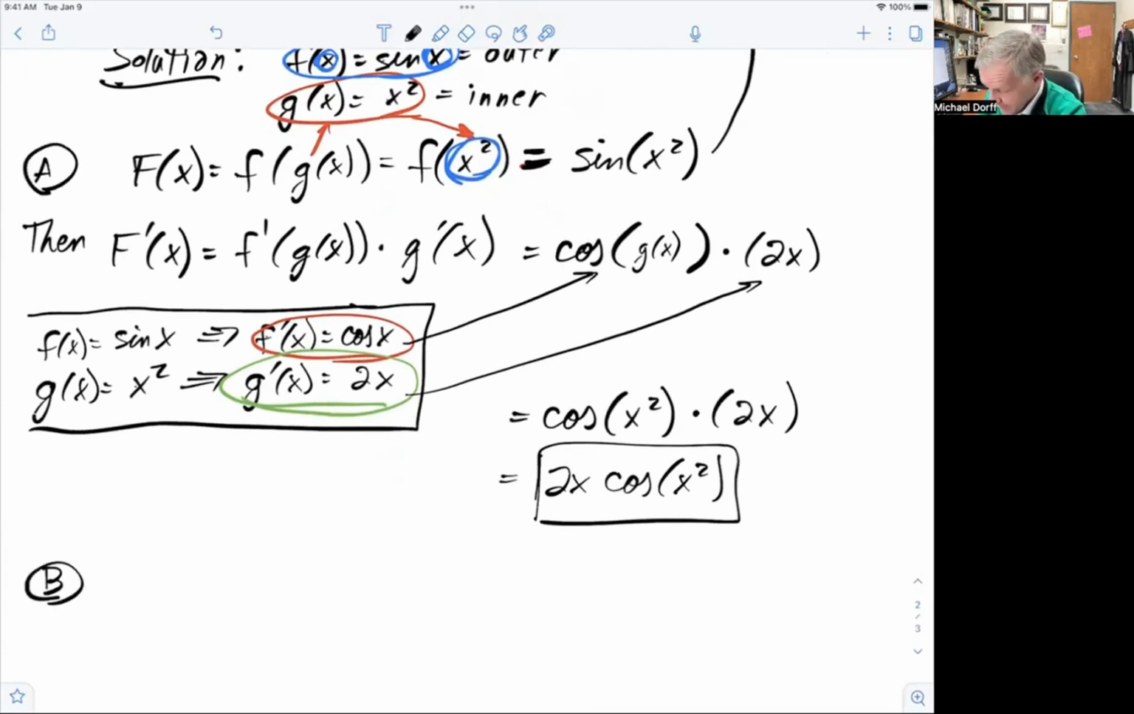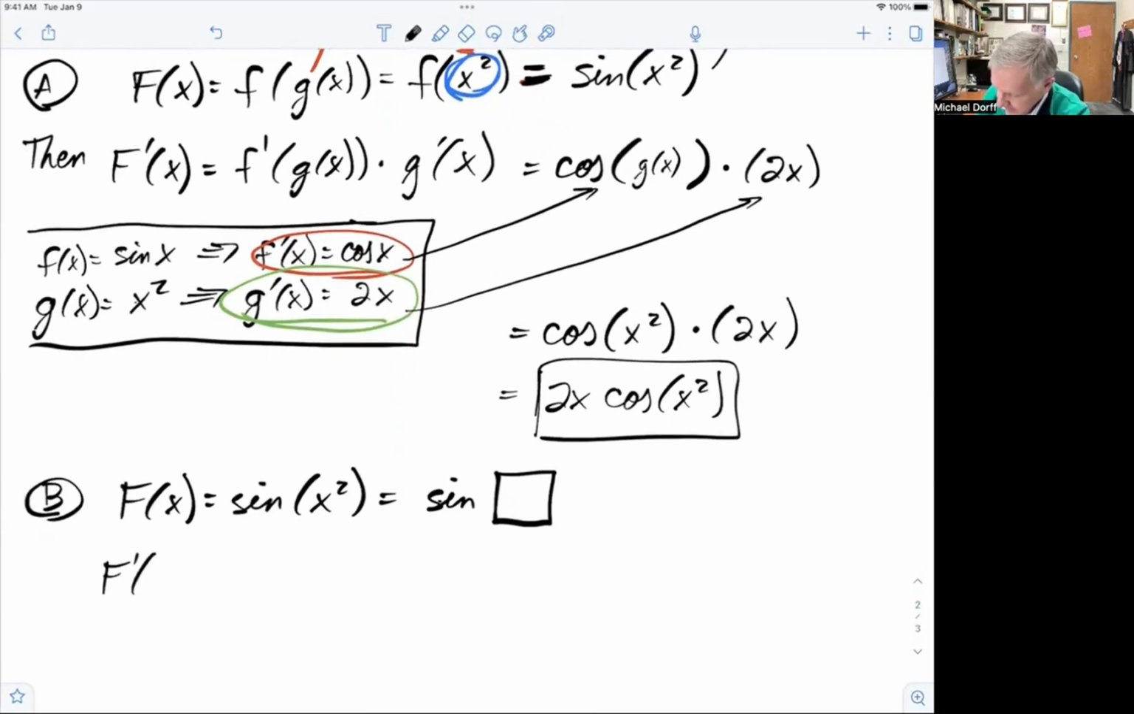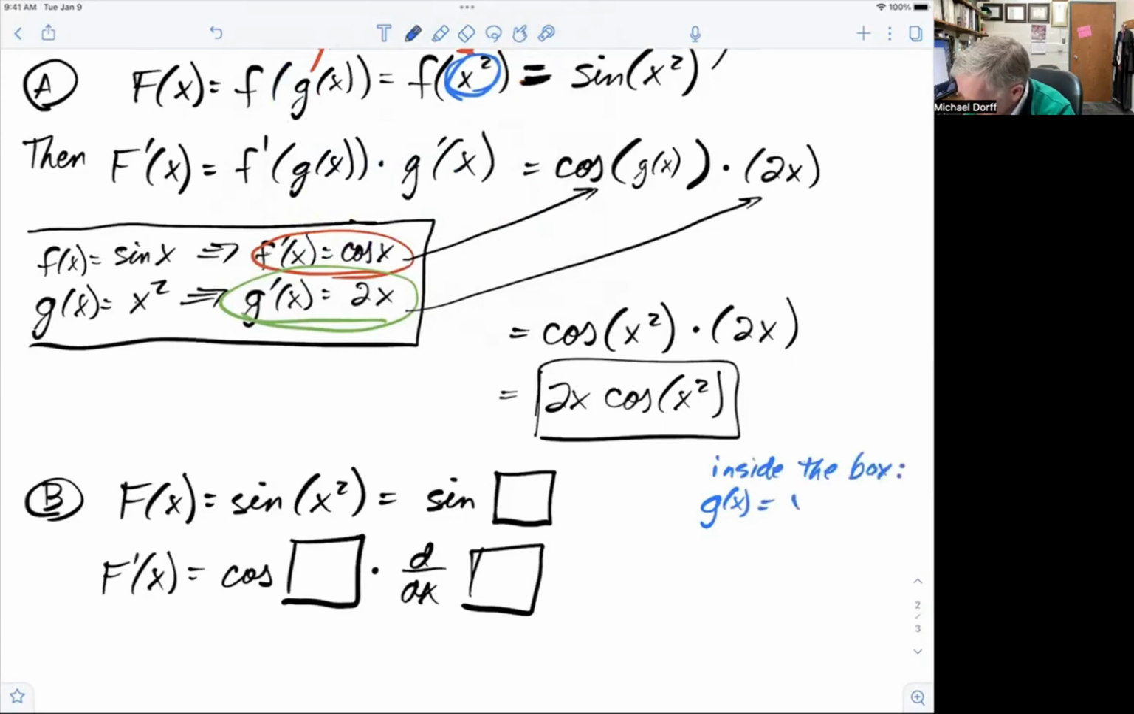And now I'm going to use the box method. So I'm going to think of f of x, which is sine of x squared. So that's the sine of box, because inside the parentheses is my inner function, my g, and that's where my box goes. So then the derivative is going to be the derivative of sine box. What's the derivative of sine? Well, the derivative of sine is cosine. So I put cosine box times the derivative of box. And again, what is inside the box? g of x is inside the box, which equals x squared.